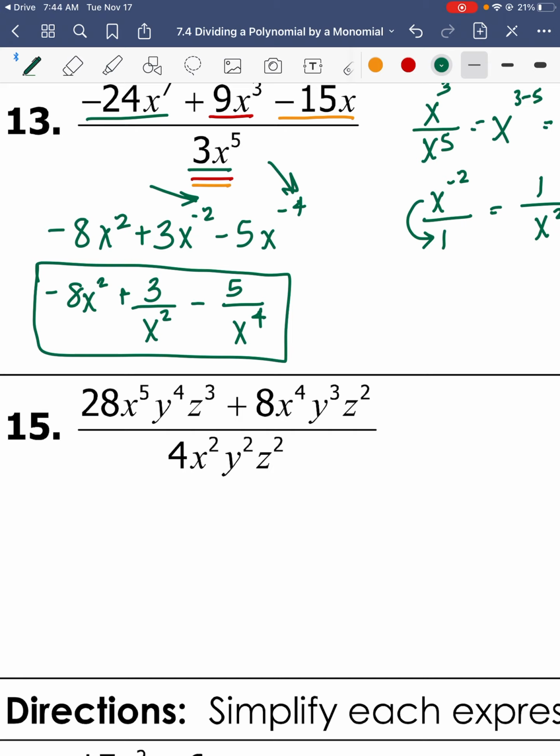Number 15, okay. So this looks kind of big and overwhelming, but you just need to take it one little step at a time. So 28x to the 5th, y to the 4th, z cubed, divided by 4x squared y squared z squared. Okay, so 28 divided by 4 is 7. X to the 5th divided by x squared is x cubed. 5 minus 2 is 3. Y to the 4th divided by y squared is y squared. And z cubed divided by z squared is just z.